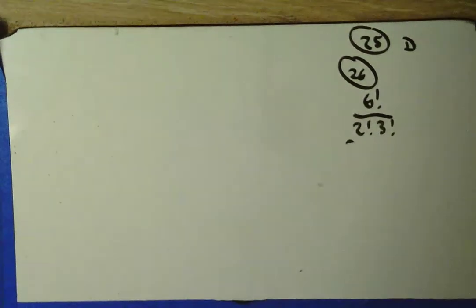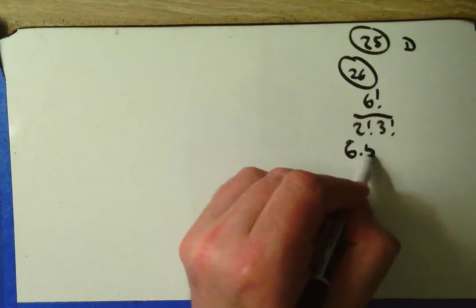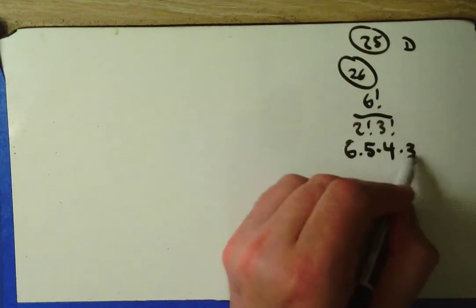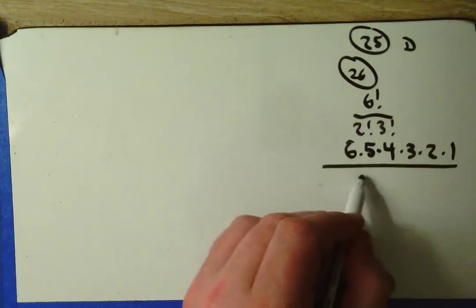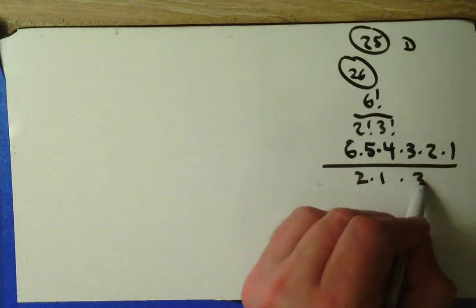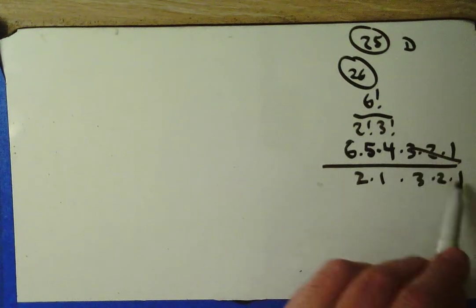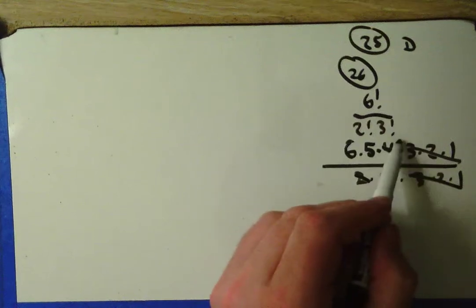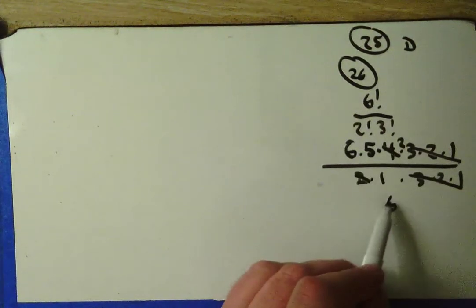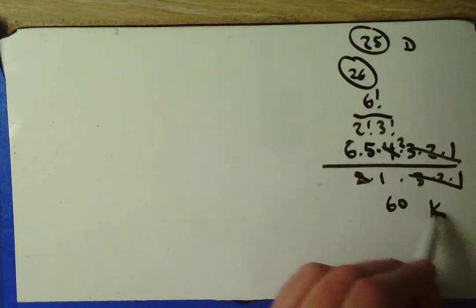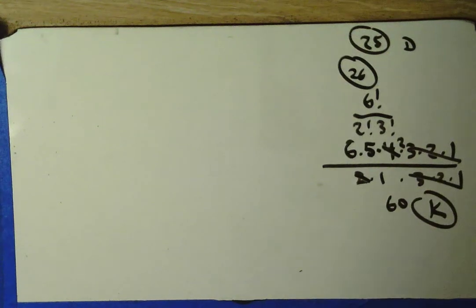This may bear worth doing again. 6 times 5 times 4 times 3 times 2 times 1 over 2 times 1 times 3 times 2 times 1. These cancel. I can take a 2 out of here. 30 times 2 is 60. And that's why choice K is my answer for 26.